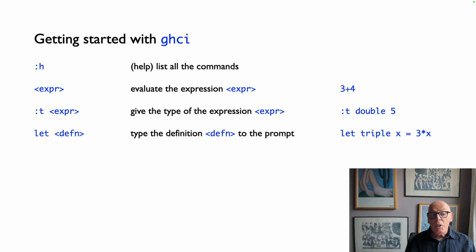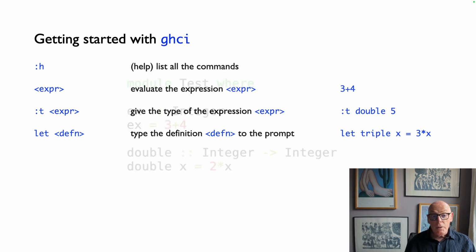You can type :t or :type and then an expression, and that will give you back the type of the expression. And you can type definitions to the prompt beginning with let. Now, the downside of that is once you leave ghci, those definitions are lost.